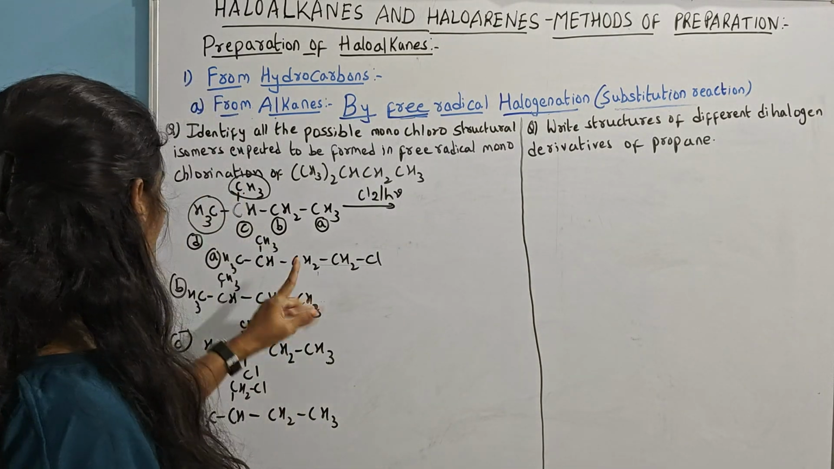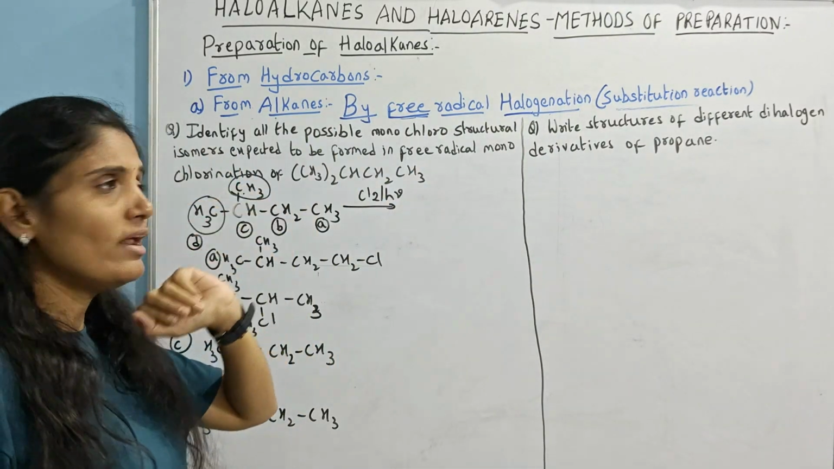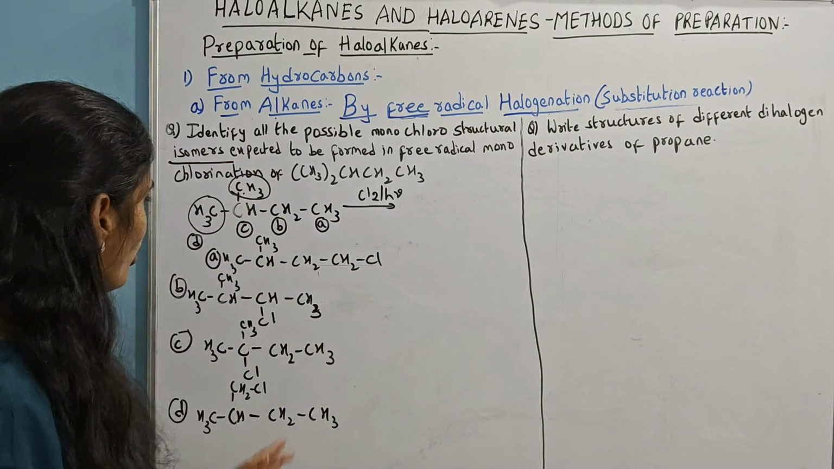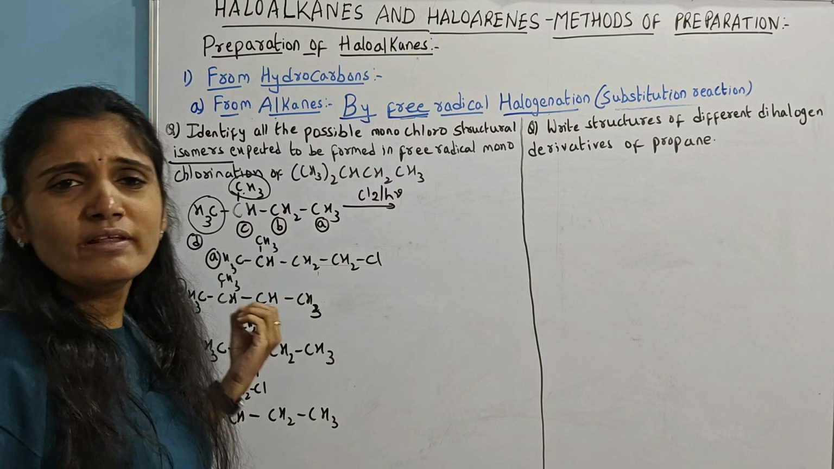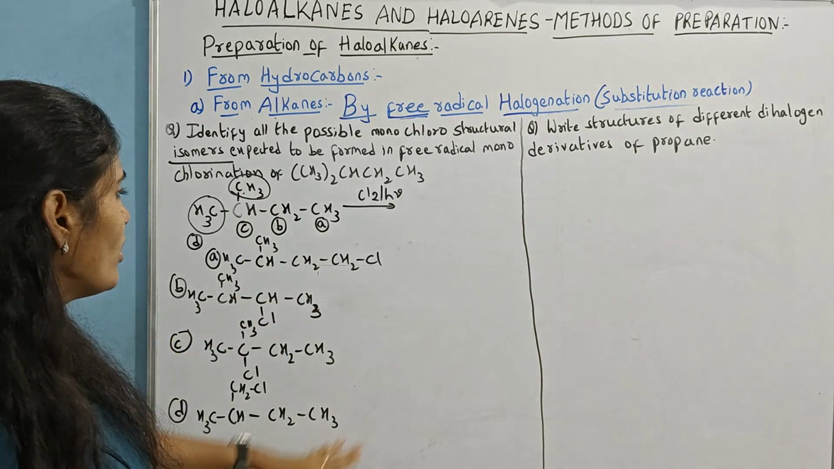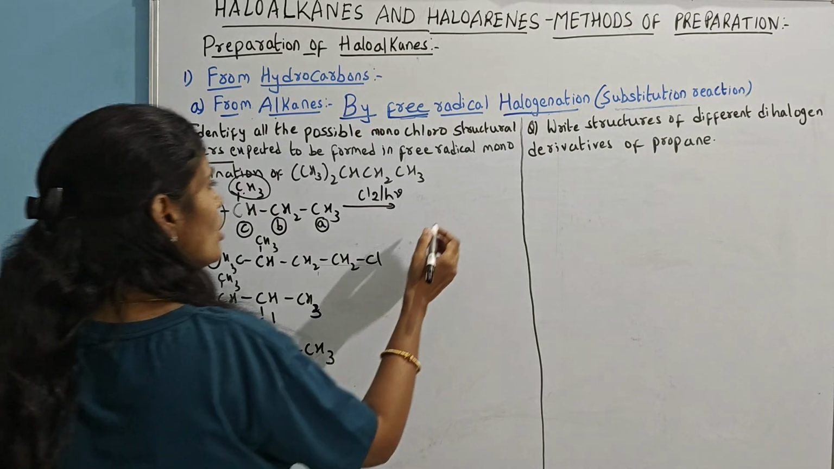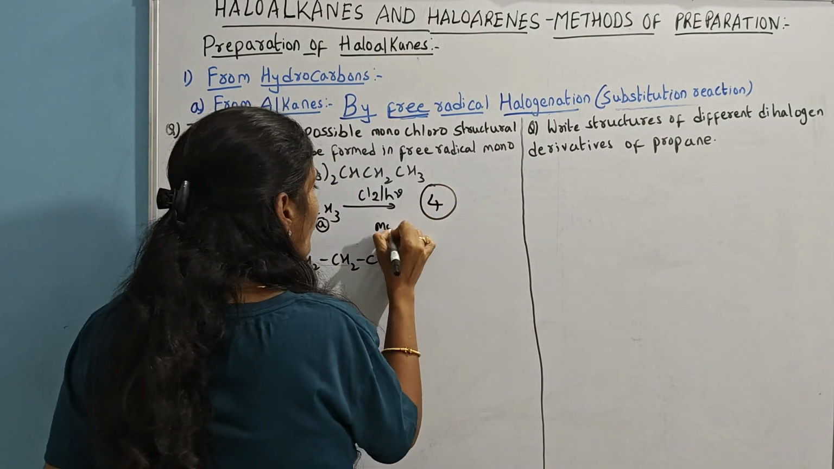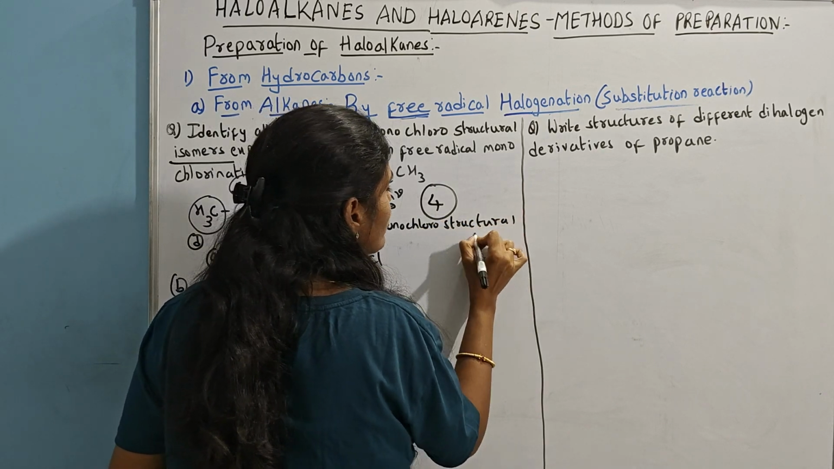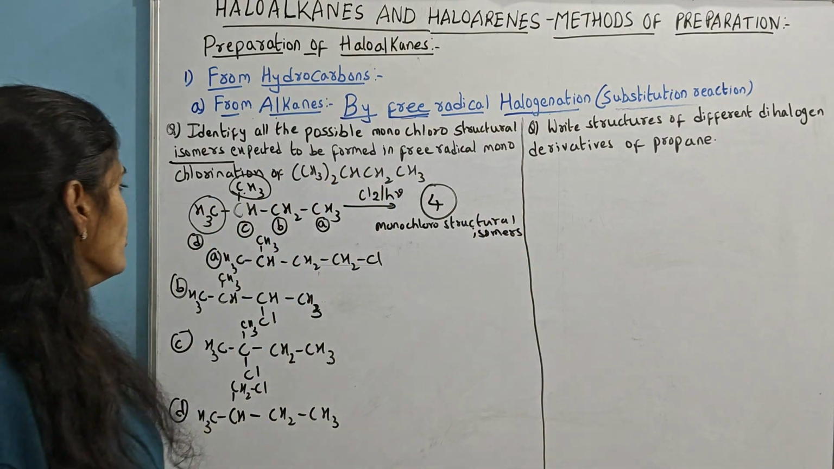Now if you see here, how many structures did I get? 1, 2, 3, 4 structures, because I have 4 different hydrogen environments. All of them are isomers here. They have the same molecular formula but different structural arrangement. So I got 4 monochloro structural isomers. These are my 4 monochloro structural isomers.